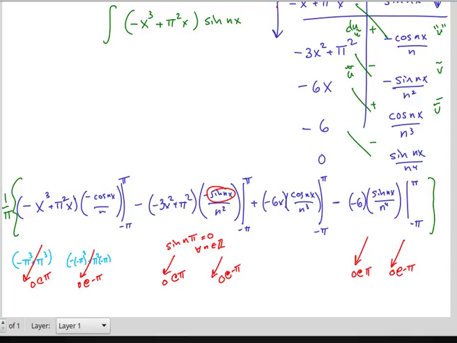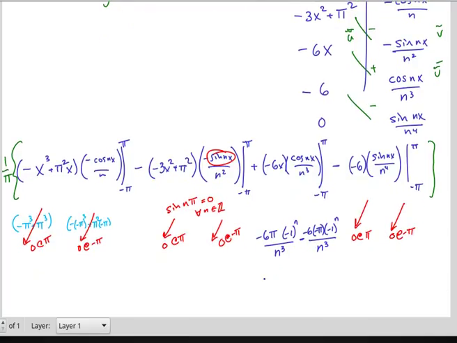This is going to be our negative 6 pi times cosine n pi. That's going to be negative 1 to the n over n cubed. Subtract from that a 6 times negative pi, and subtract from that a negative 6 times negative pi, negative 1 again to the n over n cubed. And so this doubles it. So we've got minus 12 pi, negative 1 to the n over n cubed.